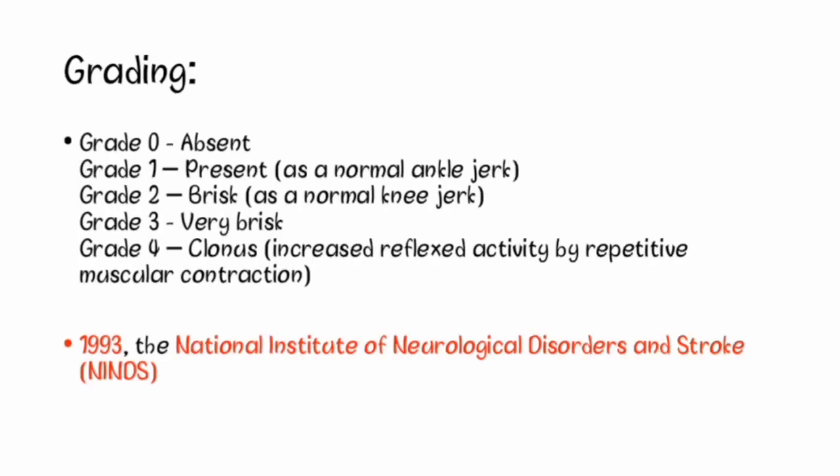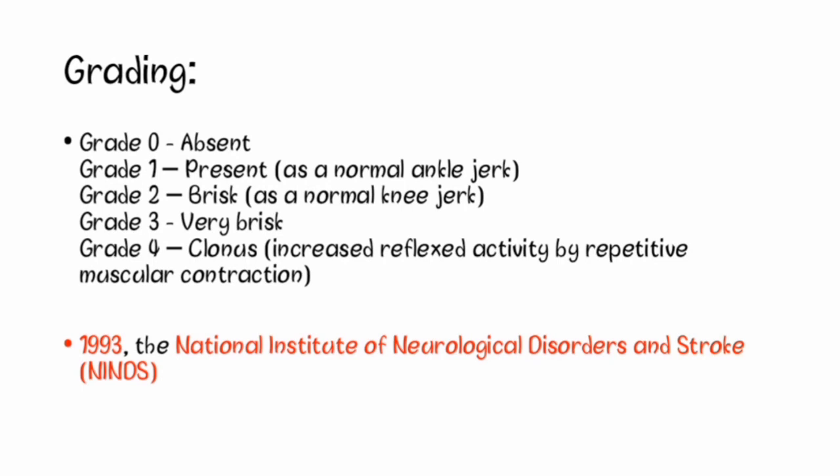Now let's discuss grading of reflexes. The grading scale that is used for scoring reflexes was provided by the National Institute of Neurological Disorders and Stroke, that is NINDS, in 1993. This is a standard scale for evaluating deep tendon reflexes. This scale has been validated and is universally accepted. Now the grading of this scale is as follows.